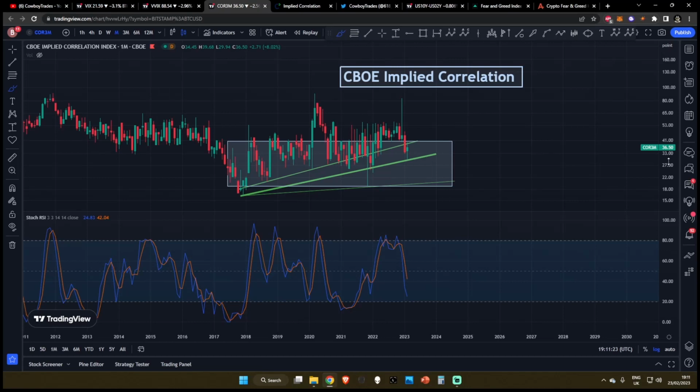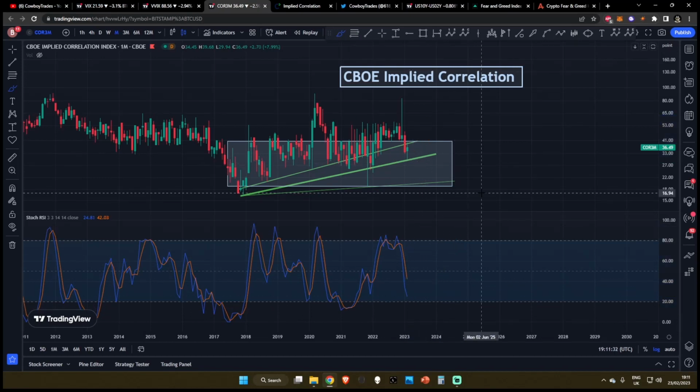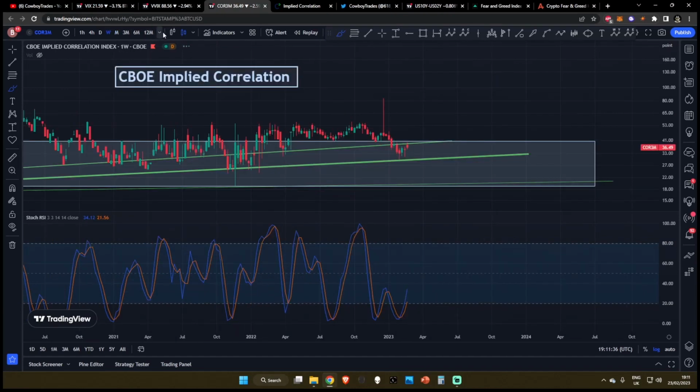This is a great indicator to let you know when volatility is going to come in. And if we do look at the monthly time frame, you can see the stochastic RSI is getting very close to being extremely oversold. So when we do have that bounce back in the stochastic, you can definitely see a huge move back up in the CBOE.